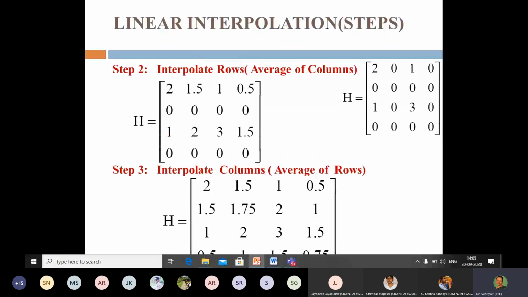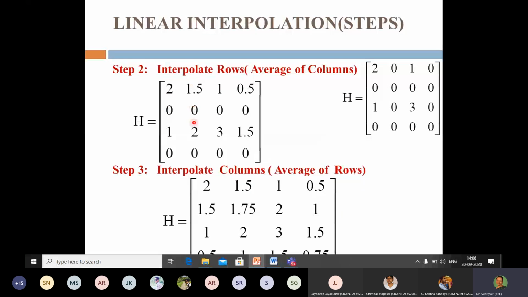Next, let us go on to see what happens when we do the averaging of columns. The value of the image is given. It is again a 4 by 4 image. It has been brought back just to see what it is. 2, 0, 1, 0. Second row full of zeros. The third row 1, 0, 3, 0. And last row again full of zeros. So how do we make the averaging of columns? The first column is going to be left as such. It is the original column, so nothing needs to be done for the first column.